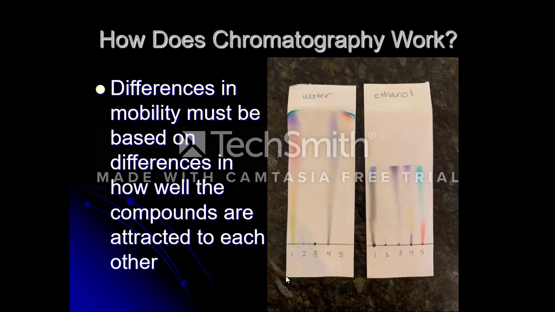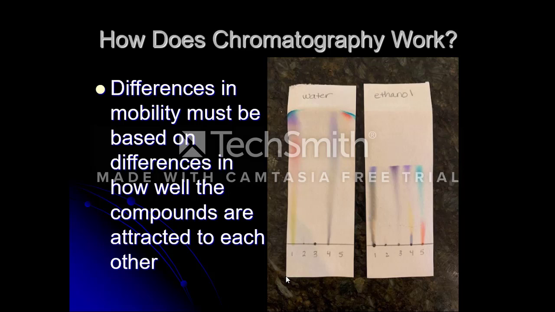So the differences in the mobility, the ability for those colors to move, is based on how well the compounds are attracted to each other. The things that traveled with the water are more attracted to the water than they are to the paper. So the Sharpie's pretty attracted to the paper. The other inks are more attracted to the water. The ones that travel the whole way that the water went, all the way up to the top, just under where it says water, are the ones that are most attracted to the water. So those would be the colors that are most polar.